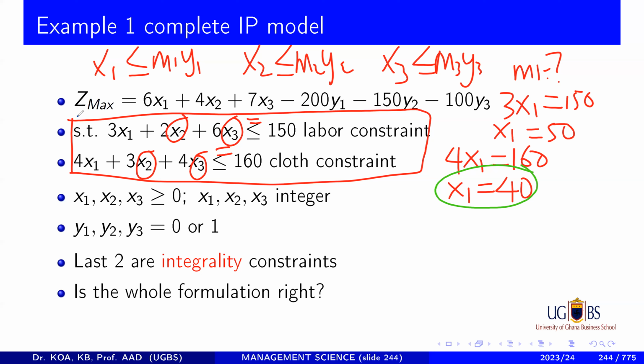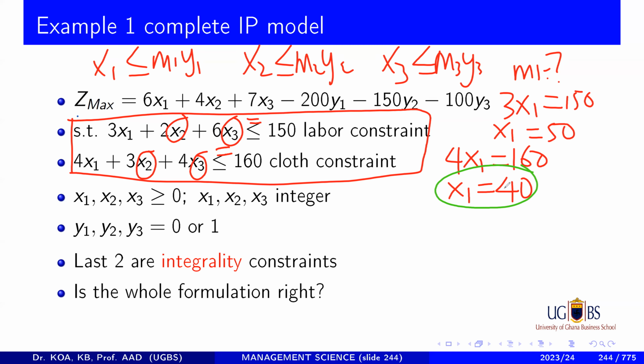So guys, what he said is perfect. If you take the 50 and drop it into these two constraints, the first constraint will give you 3 times 50, which is 150. That will be fine. That will satisfy the labor constraint. But if you drop the 50 into the 4 times 50, that will be 200, and that will be above the maximum of 160. So it will not satisfy.